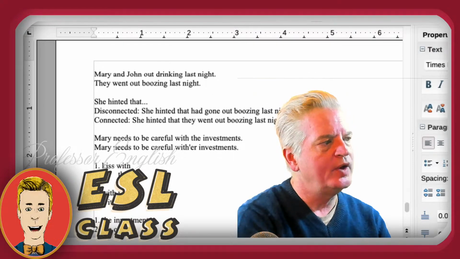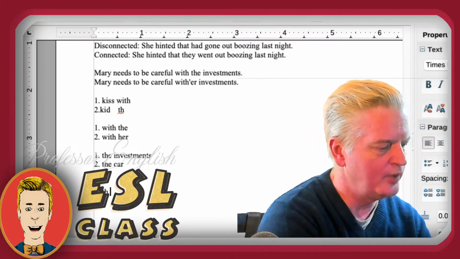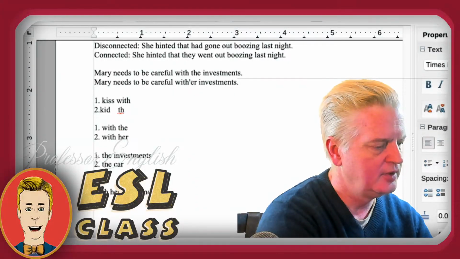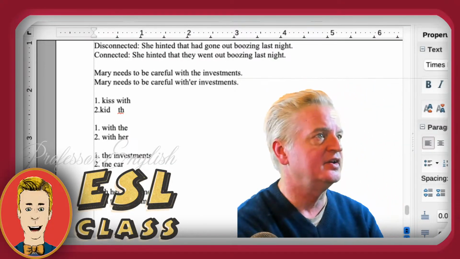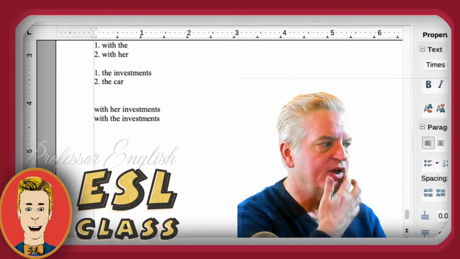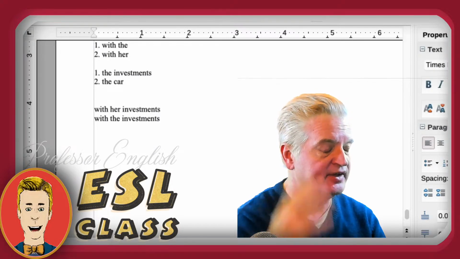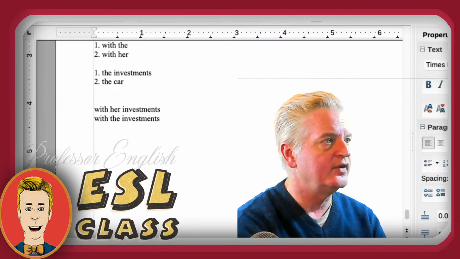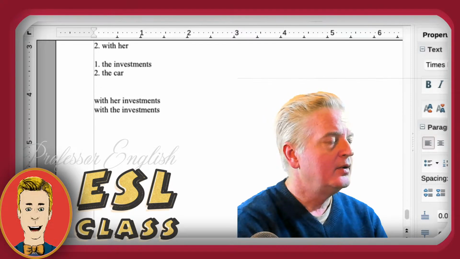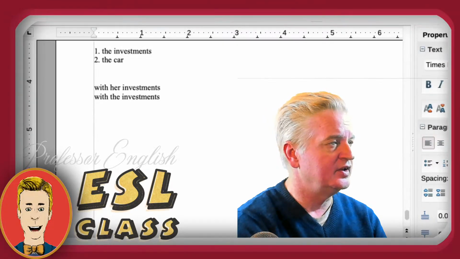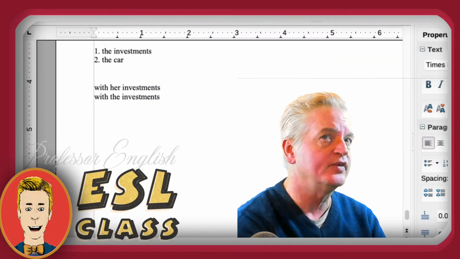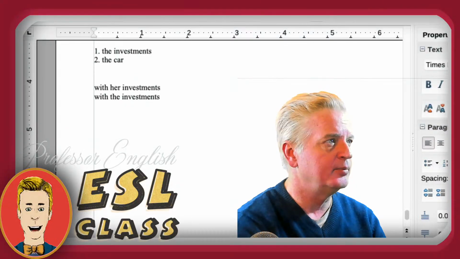So if I had said with, let's see, let's put these. So we've got with her investments compared with the investments. There are a couple of really big differences between those. Surprising differences. Because, you know, you've made a very common mistake. A lot of people do that. Everybody does that, actually. It's very hard to hear the difference between these. But when you think about it, there are a lot of really big differences between these. It's just a matter of learning to understand what they are, which can improve your pronunciation, but more importantly, it can improve your listening.